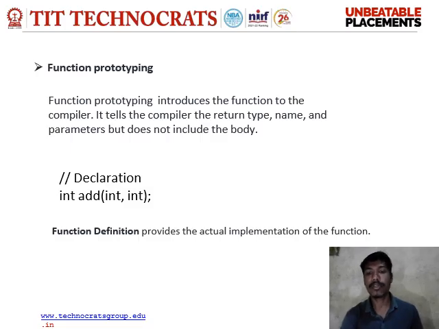What is meant by function prototyping? Function prototyping introduces the function to the compiler. It tells the compiler the return type, name and parameters but does not include the body of the function. What does that mean? You tell the compiler the name of your function, its return type, and what goes in the parameter list: the type and number of parameters. You do not define your function there and do not give the body of the function, only declare it with the return type, name and parameter types.